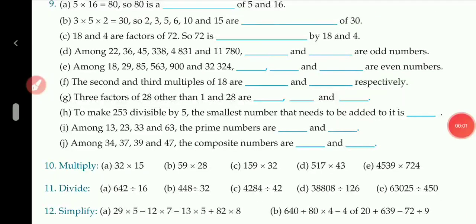Question number 10, multiply. These are the simple multiplications. You have to write the question, then you have to solve them, and you can easily do it in your copy. Question number 11, divide. You have to divide the first number by the second number. You can easily do it in your copy and solve them by yourself.